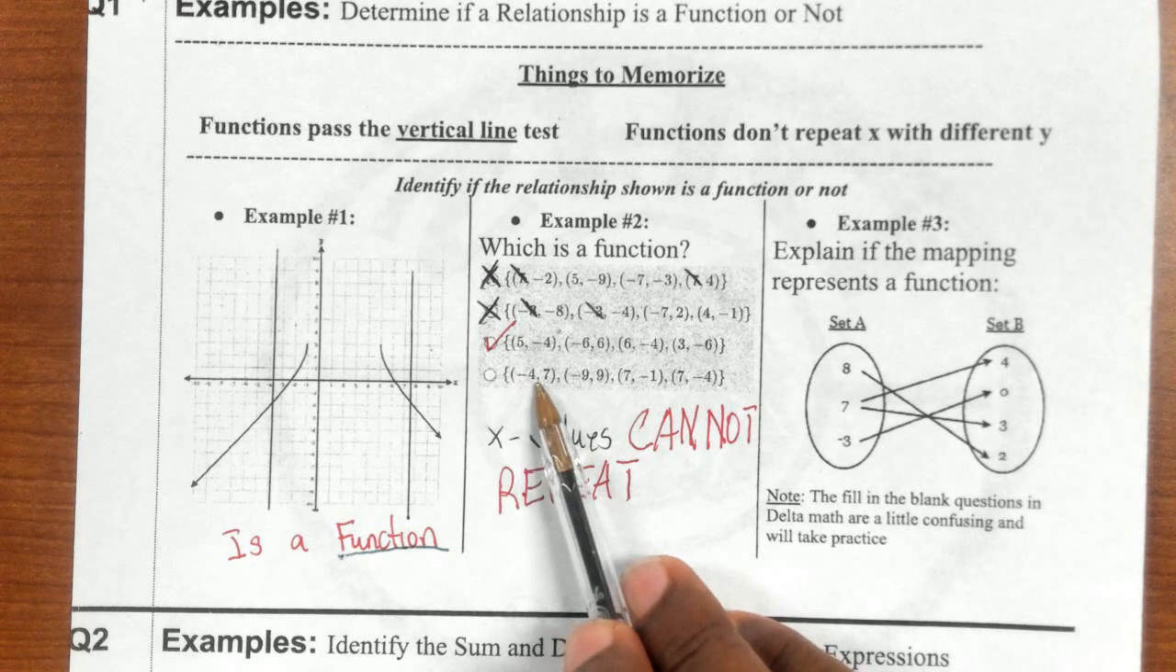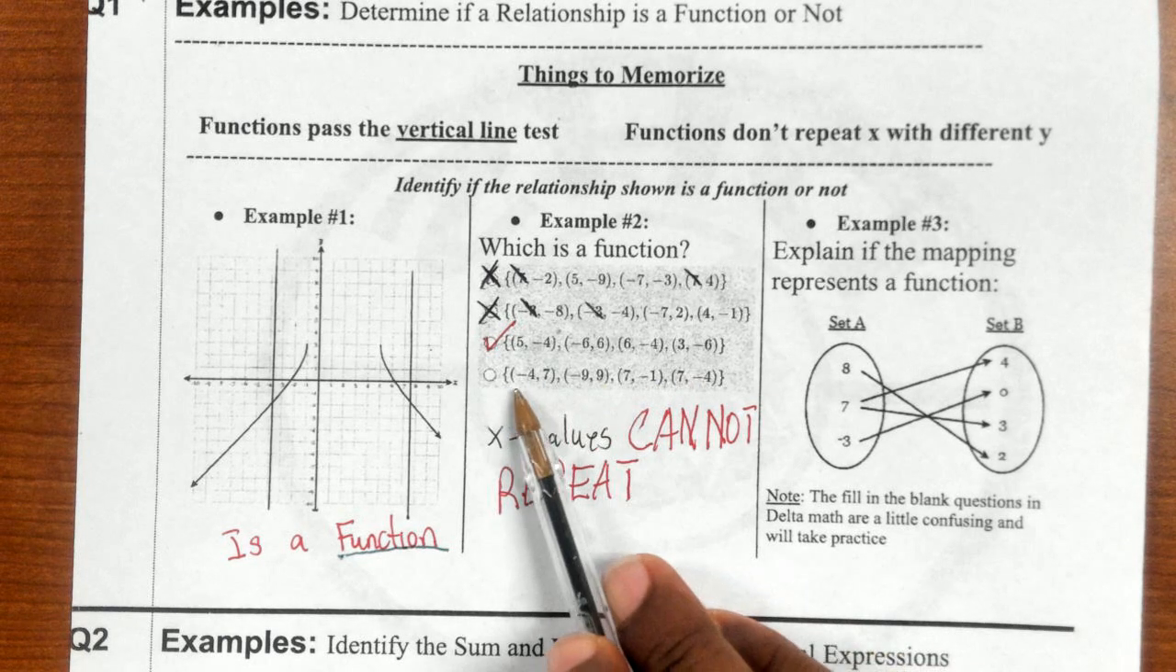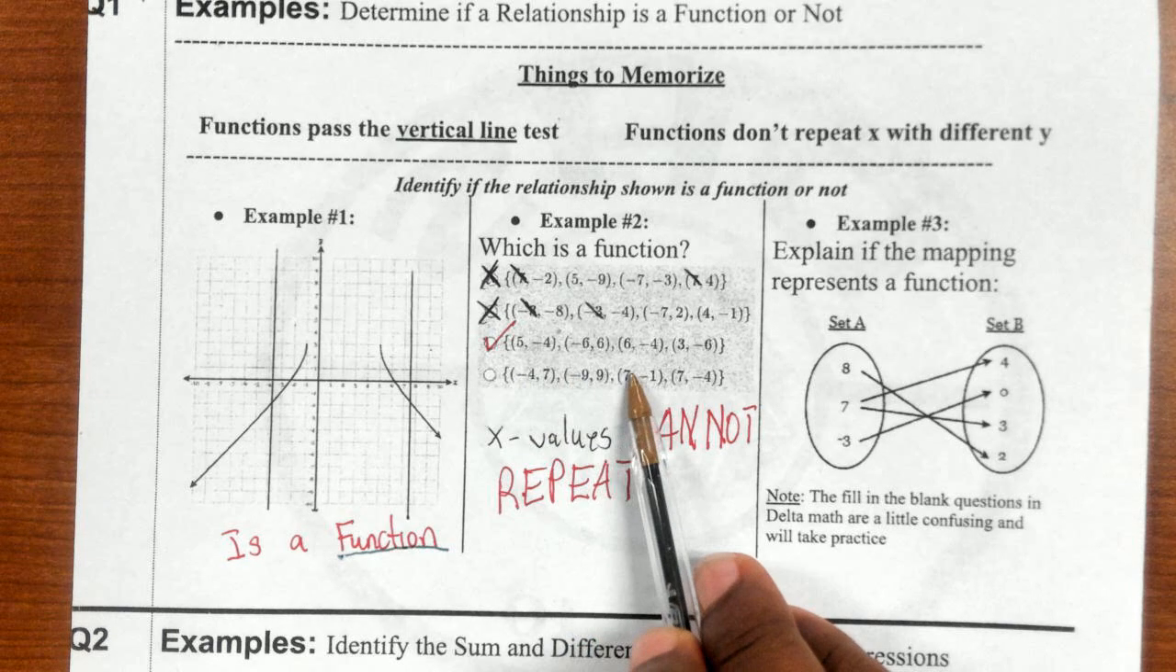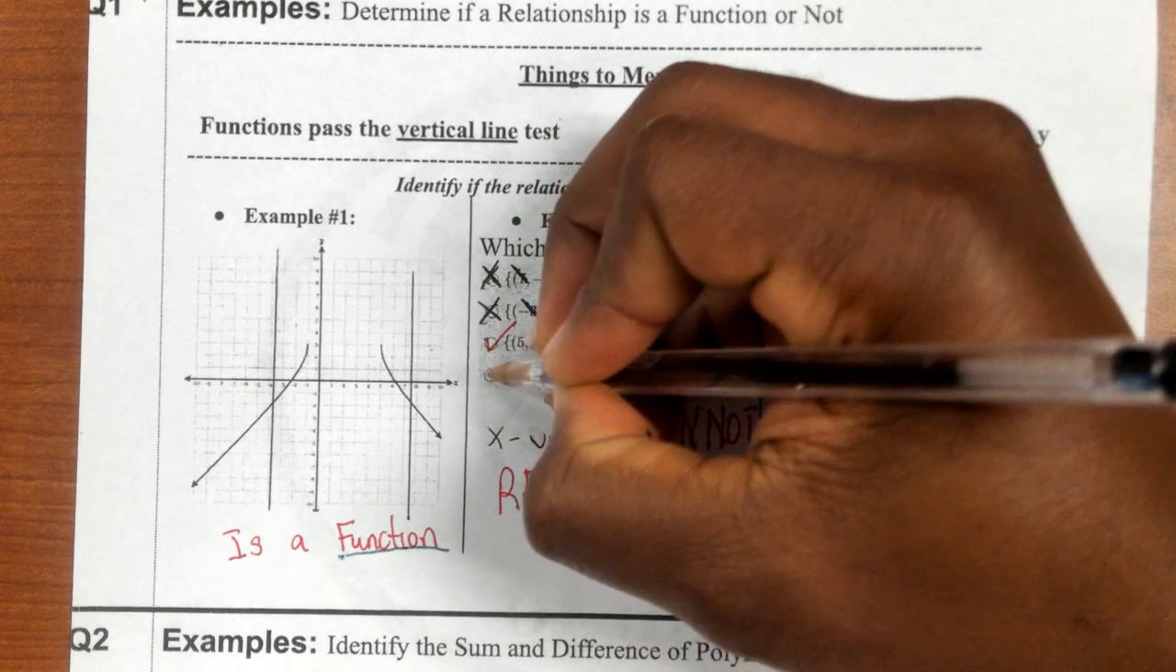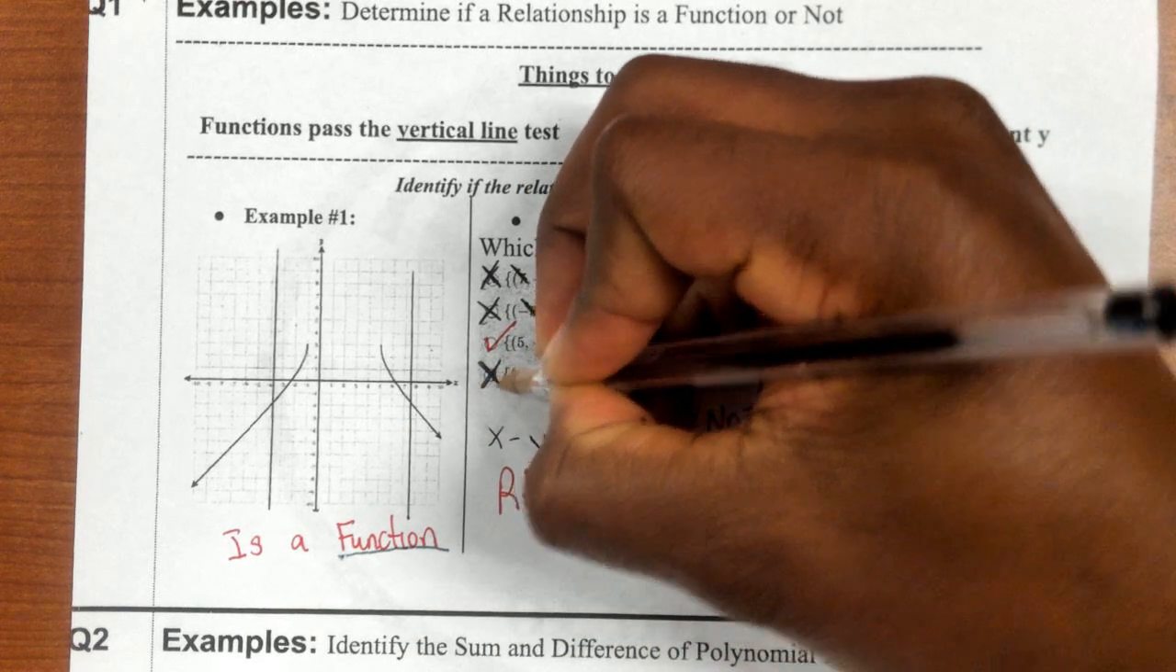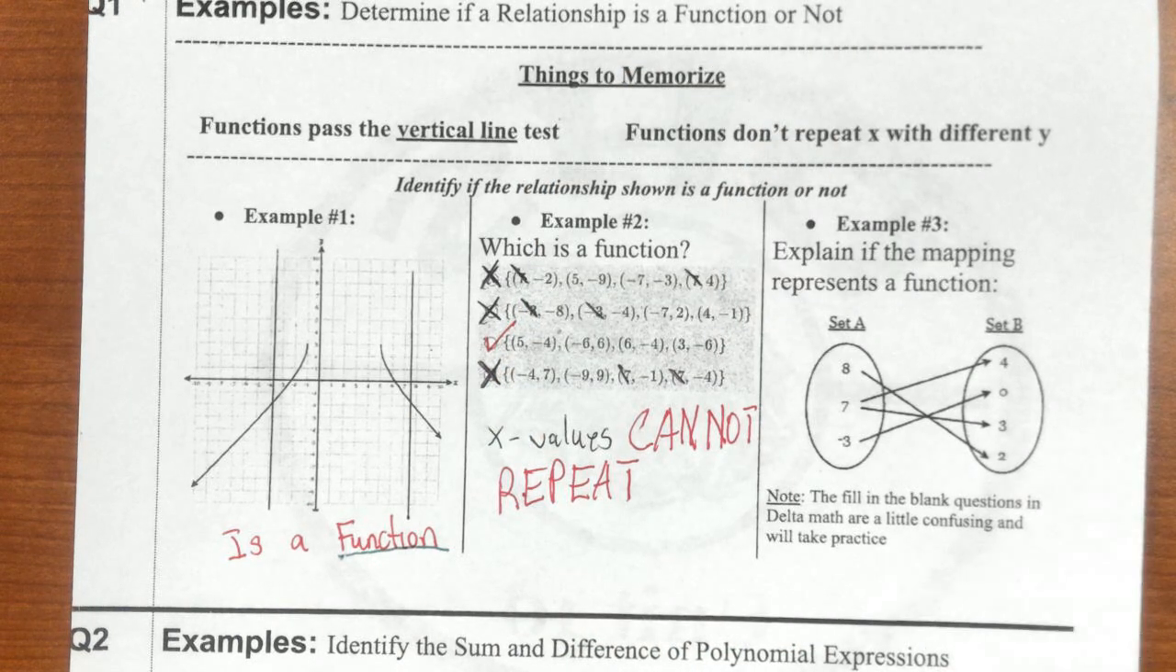And why would the next one not be a function? Because which value is repeating? We have a -4, a -9, a 7, and a 7. The 7s repeat, so that is why this is not a function. Okay, let's look at the next one.